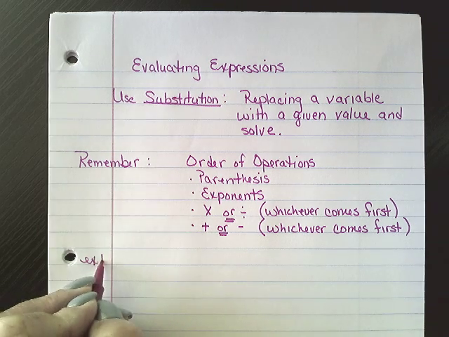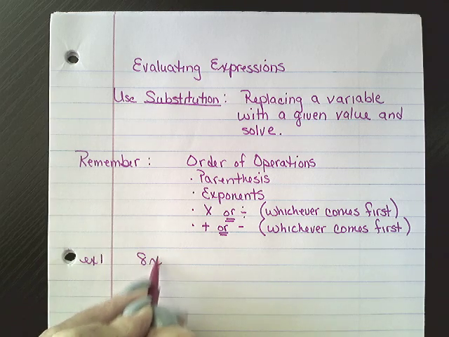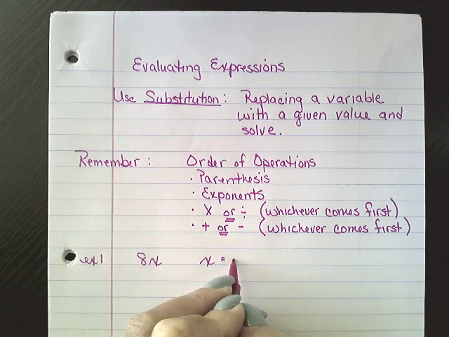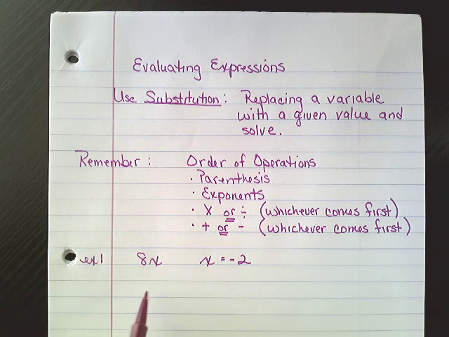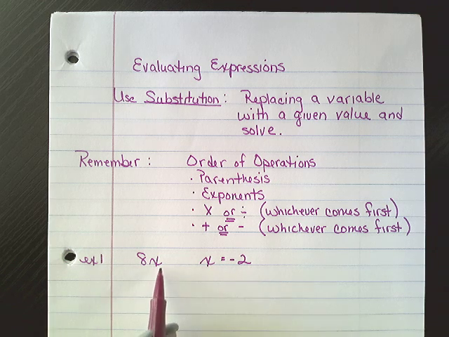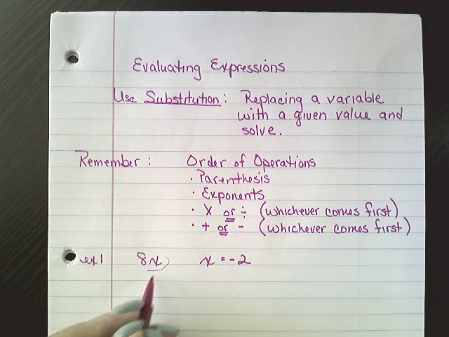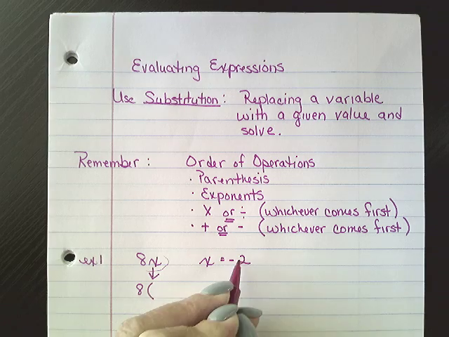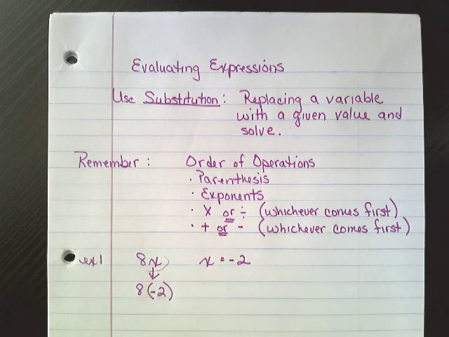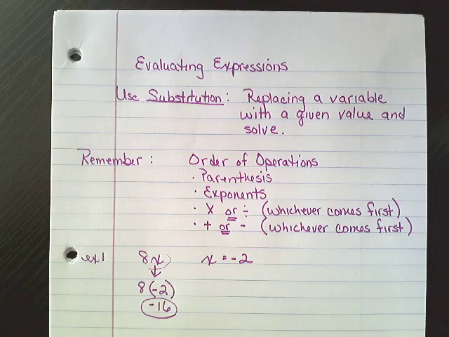Okay, let's jump into example 1. We have 8x and x is equal to -2. Now we talked a little bit about this before. When you have a value, which is the coefficient, and we're multiplying that by a variable, then we understand that when they're right up next to each other like that, the operation is going to be multiplication. So I'm going to take that x and I'm going to substitute in the -2 because x is equal to -2. 8 times -2 is -16. That would be evaluating that expression.